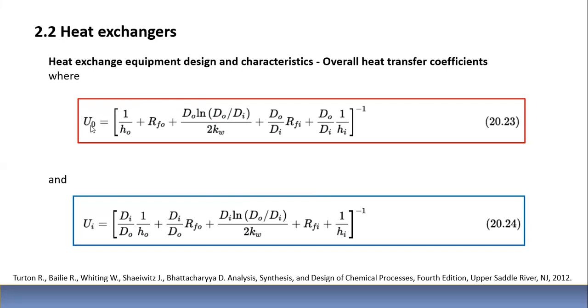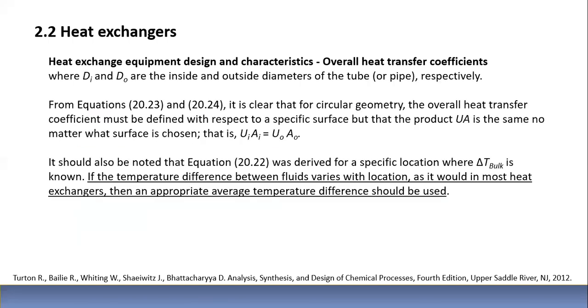And we'll also see that U outside and U inside have these definitions, where the U outside is 1 over the film transfer coefficient on the outside resistance, this ratio accounting for the convection to the wall, then the inside resistance, and finally the inside heat transfer coefficient to the power of -1. And this is the definition for the inside. This is the outside, this is the inside. Where DI and DO are the inside and outside diameters of the tube or pipe, respectively.